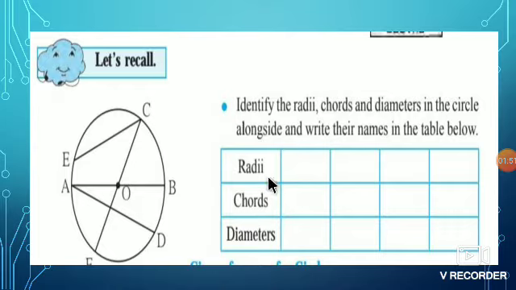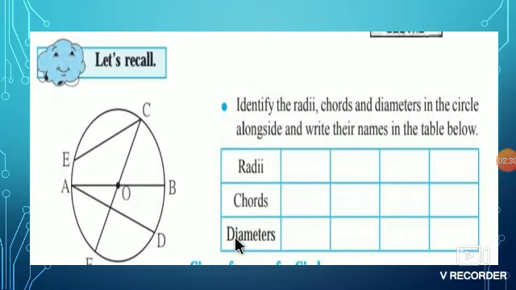Let's write the names of the radii, chords and diameters. Radii is the plural form of radius. So how many radii are in this figure? OB, OC, OA and OF. These 4 radii you can write here in the first row. Then the chords. A chord is also a segment which joins any 2 points on the circle. So EC is one chord, AB, FC and AD. The 4 chords are in this figure.